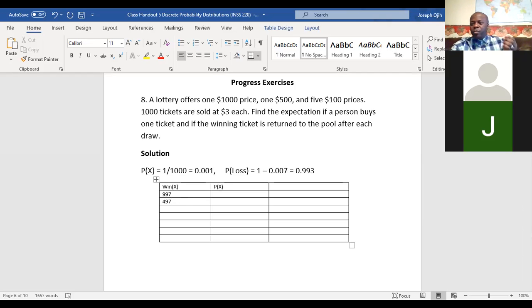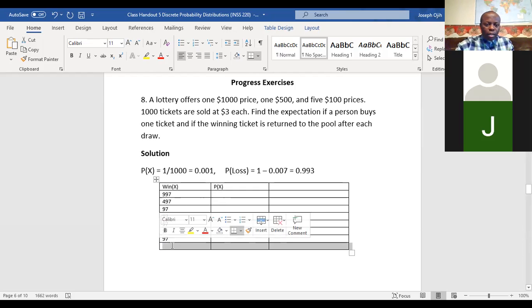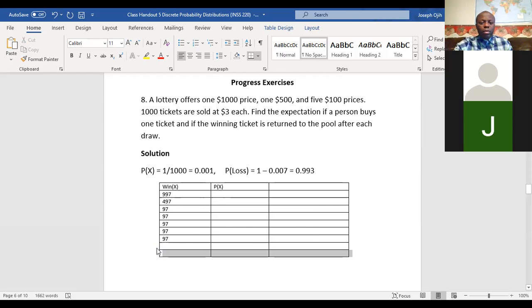Because like I said, nobody will give you back the money you spent to buy the ticket. So they give you the check of $500, but if you calculate within yourself, your net gain is $497. For the rest of the prizes, which are $100, you have $97, because I said that 5 of them, $97, and one more, $97. Now suppose, of course, most of the time you lose. In that case, you lose the $3 you spent. That would give us negative $3. Then total.